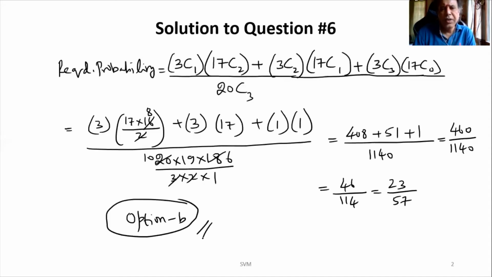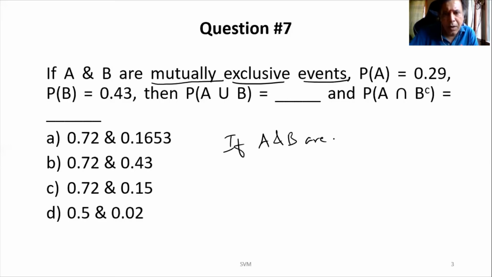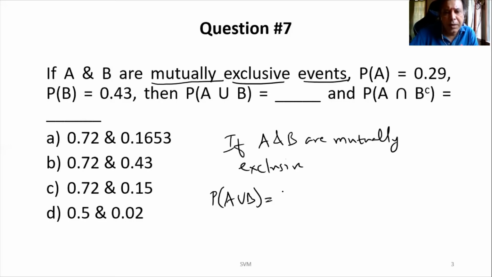Right. So let's proceed to the next question. If A and B are mutually exclusive events and P of A is known to be 0.29, P of B is known to be 0.43, then what is P of A union B and what is P of A intersection B complement? Here they specify A and B as mutually exclusive events. So if A and B are mutually exclusive, then probability of A union B will be probability of A plus probability of B.